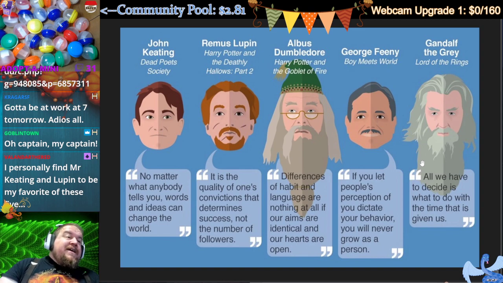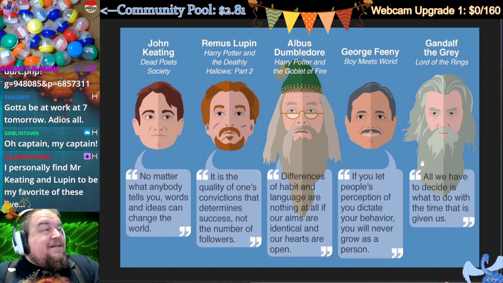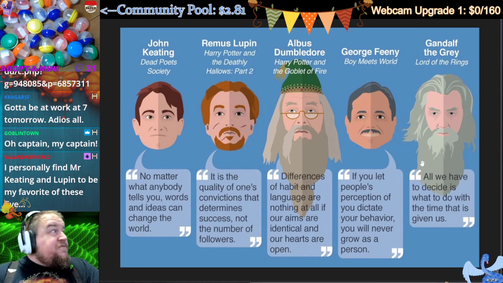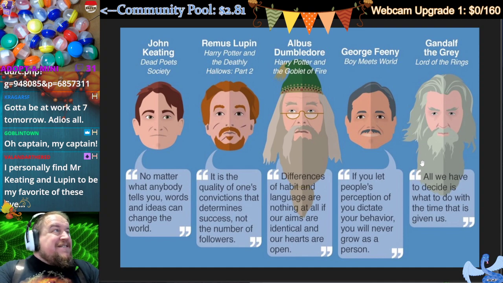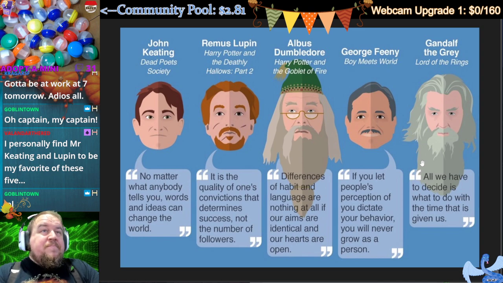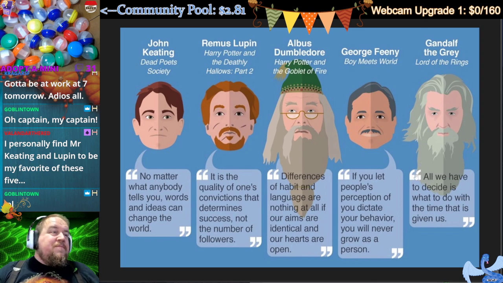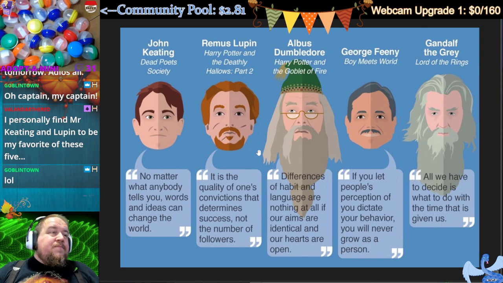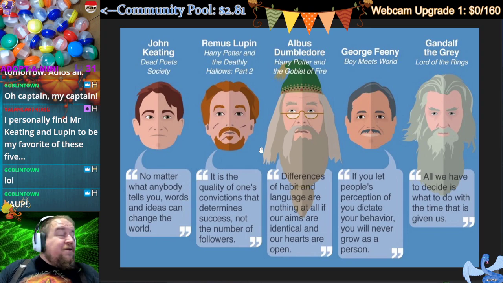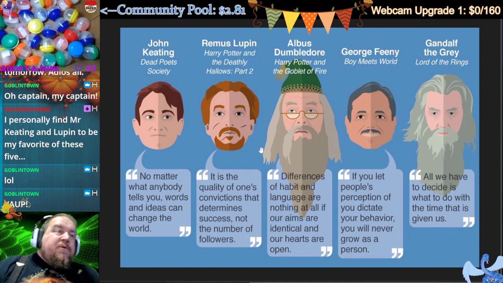Valandar, you like Mr. Keating and Remus to be your favorites? Yes. Oh, Captain Mike, Goblin is thinking of sweaty-toothed barbarians. Can I get some barbaric yawps in chat, please? Anyone? A barbaric yawp? Y-A-W-P? There we go, Goblin. Goblin Town gives a barbaric yawp to the sweaty-toothed madman.